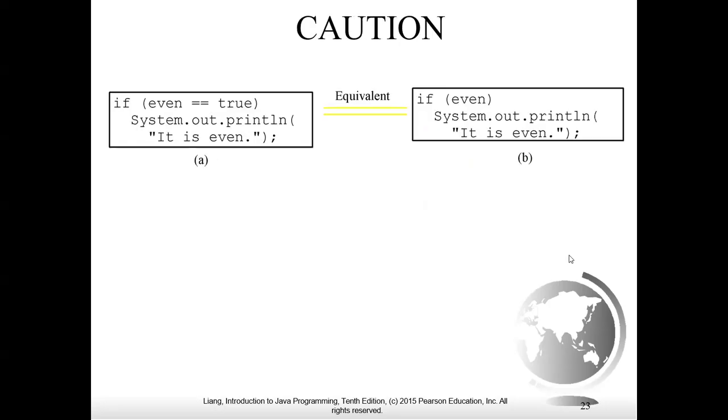And for this line here, they are also equivalent. On the first hand side, we use an if statement, right? If even is equal to true. However, for such a thing, we can place the even there. Why?